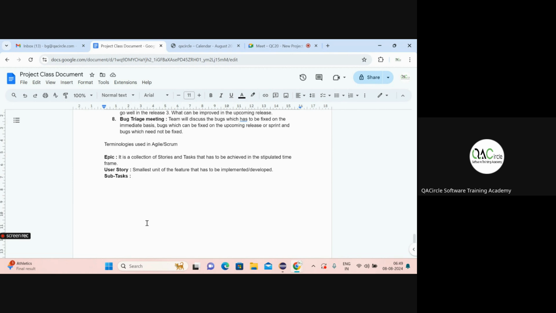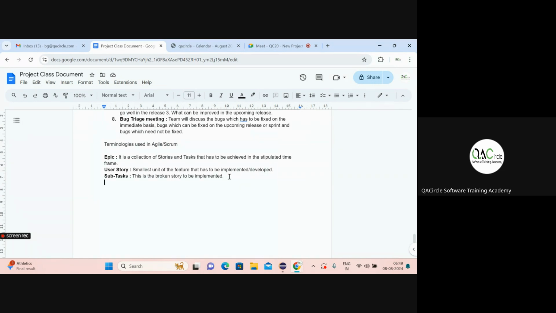So I can say subtasks are the breakdown of stories to be implemented. Right, so an epic is broken into stories, and stories are further broken down into subtasks which can be implemented. Okay, so this is one more terminology that is used.